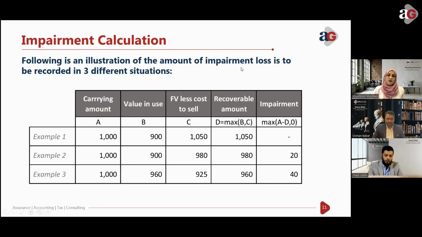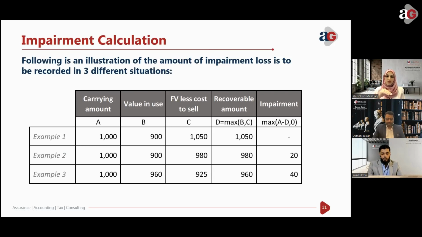There's a quick calculation I wanted to highlight. How do we calculate impairment? We have done 3 situations. The first one is whereby our recoverable amount is more than our carrying value. You can see in example 1, the carrying value is 1000. The recoverable amount is the higher of value in use and fair value less cost to sell, and it's 1050. So obviously our recoverable amount is higher, so it means there is no impairment.